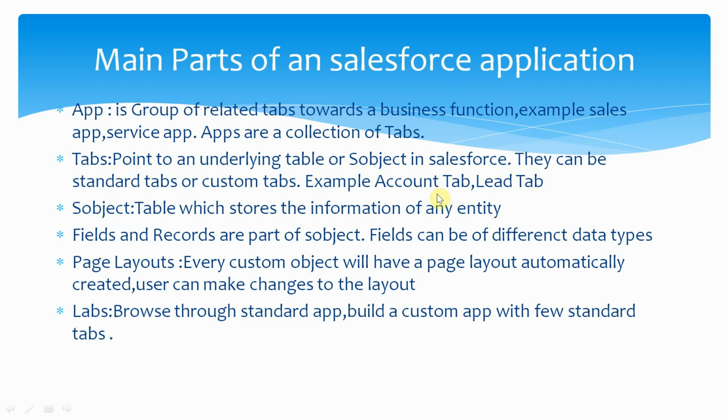They can be a standard tab, say the account or lead tab. A table stores information and contains fields and records which are part of the object. Any table contains columns, and they will contain records. Then you have page layouts, which is the UI. Let us browse through this. As I was saying, first we have a logical grouping of apps called the sales app.